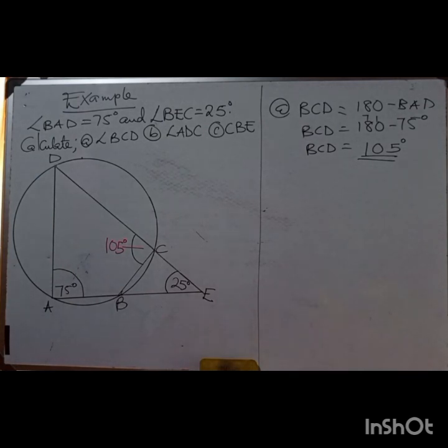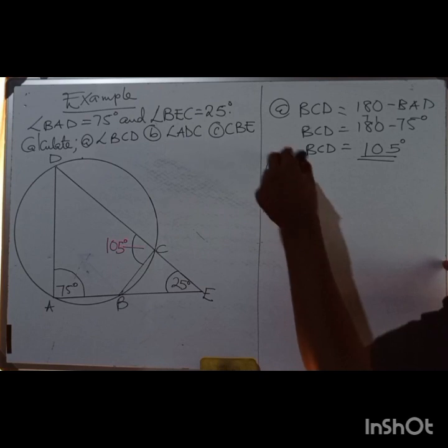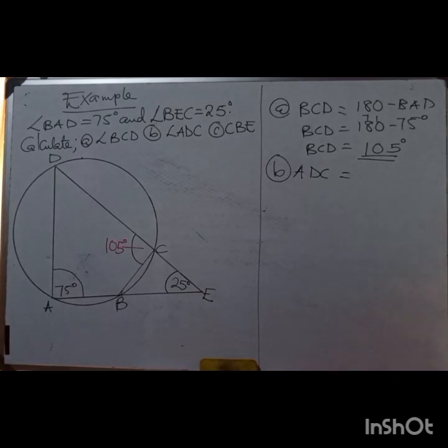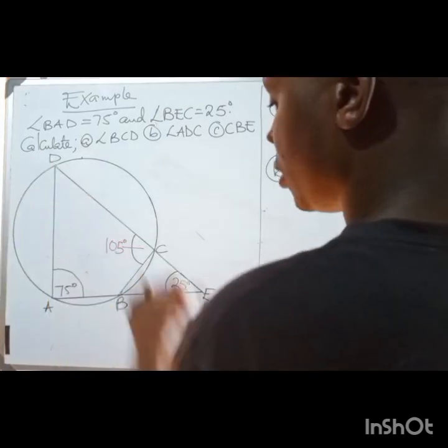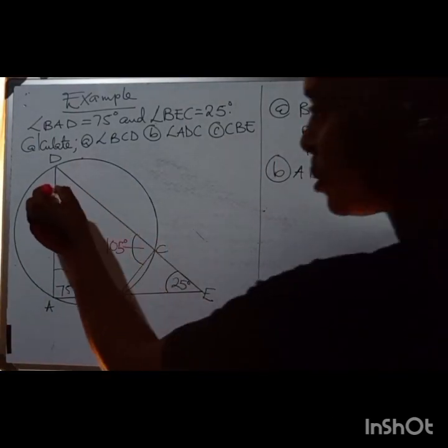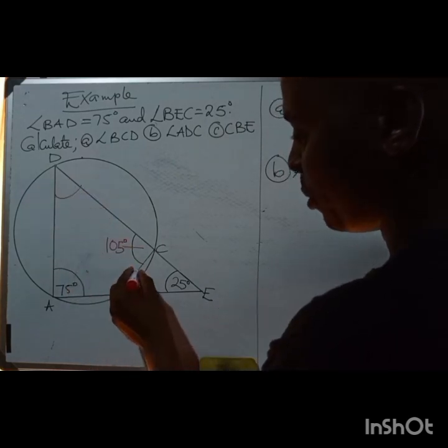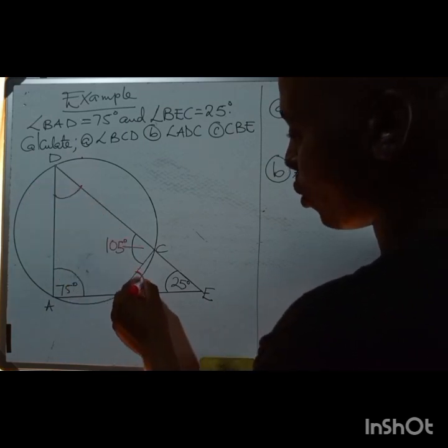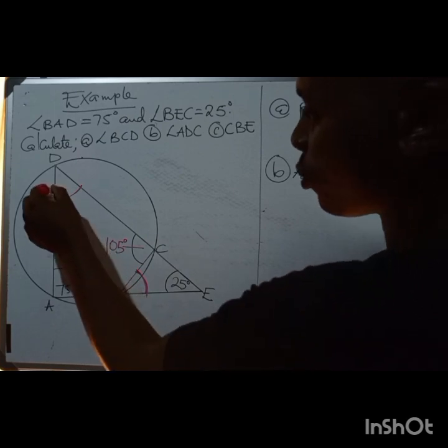Now, the other question, question number B, is that we find the angle ADC. How do we find the angle ADC? This angle. Remember, from what we have just learned, this angle there is the same as this angle. That angle there is the same as this angle. So this angle here is supposed to be the same as that.